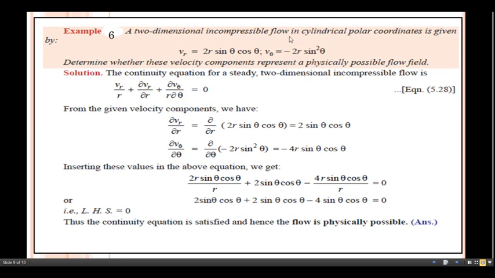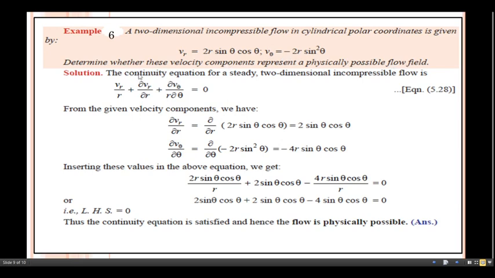Okay, let us start with the next problem. Two-dimensional incompressible flow in cylindrical polar coordinates is given by Vr equals 2r sin theta cos theta and V theta equals minus 2r sin square theta. Determine whether these velocity components represent a physically possible fluid flow.